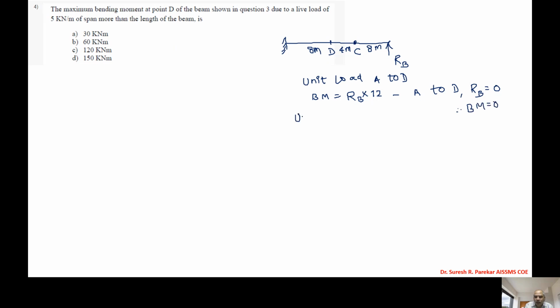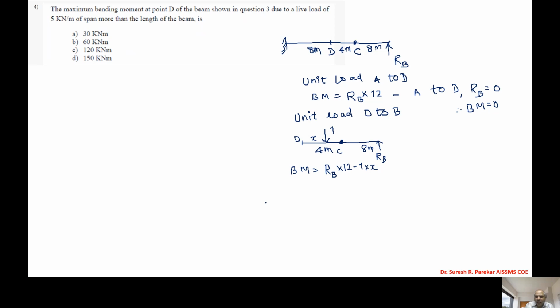Now, if we say unit load from D to B, then try to understand what will happen. If I draw this diagram, we have this as RB, this as point D, and this is C. So 4 meters, and this is 8 meters. Now we have unit load somewhere here, 1. This is X. Then what will be my bending moment? My bending moment equals RB into 12 minus 1 into X.